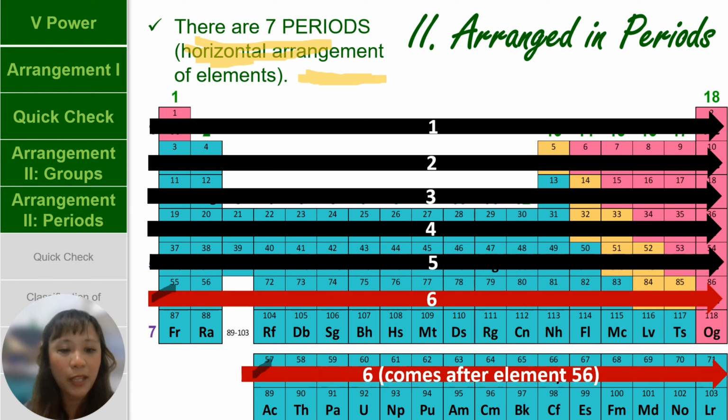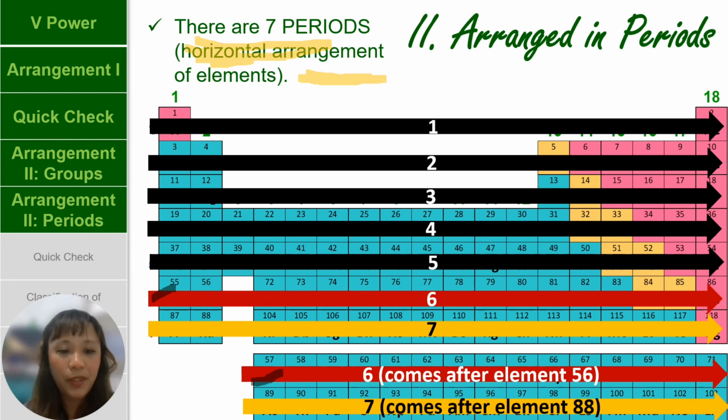Because that means that element 57, pakita ko. Wait, ay, panason ta. There. So that's element 57. Element 57 goes with period 6, and then there. Element 89 goes with period 7. So 57 is the continuation of 56, and 89 is the continuation of 88. Don't forget that. So there are only 7 periods.